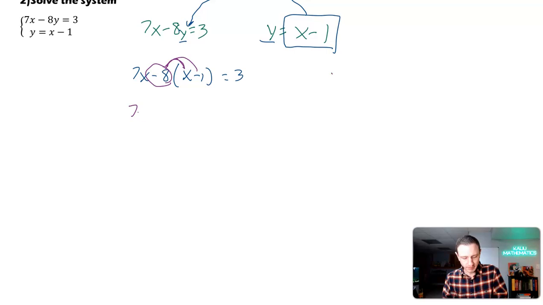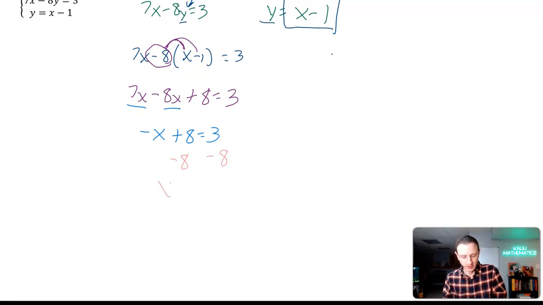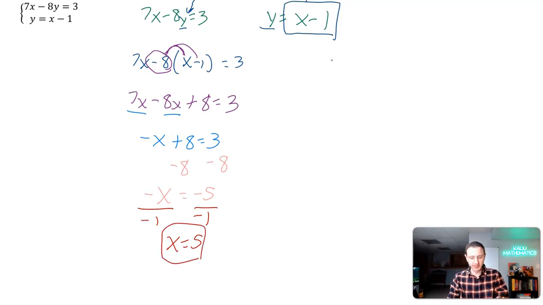So let's continue on. 7x minus 8x plus 8 equal to 3. Combine like terms. 7x minus 8x is -1x plus 8 equal to 3. I'm going to subtract 8 from both sides. This is just solving equations. -x equals 3 minus 8, which is -5. And then I have to divide by -1. So x equals +5. -5 divided by -1 is... or I'm sorry, +5. So we have +5.